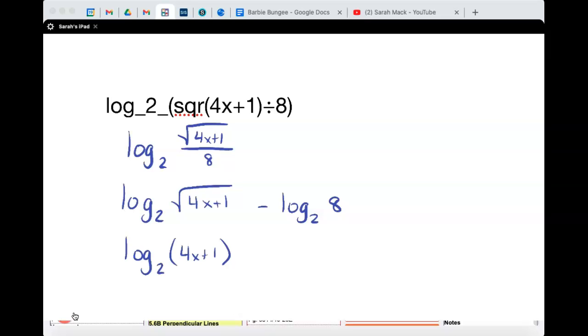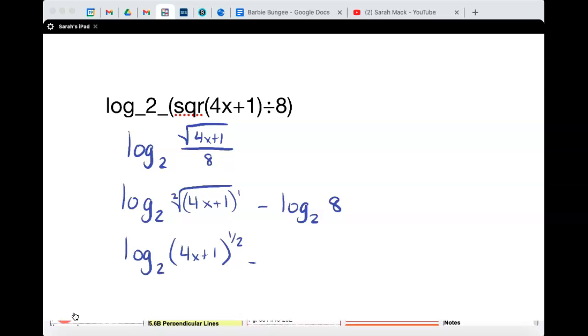So I technically could write 4x plus 1 to the first power, what's underneath the radical. And there is a 2 sitting here, even though it's not written. It's a fraction, so 1/2 power. 4x plus 1 is raised to the first. The root is the denominator of the fractional exponent. Okay, so that's rewriting the square root symbol.